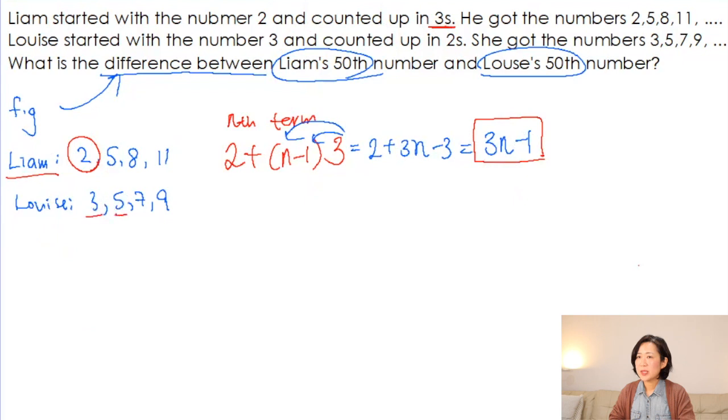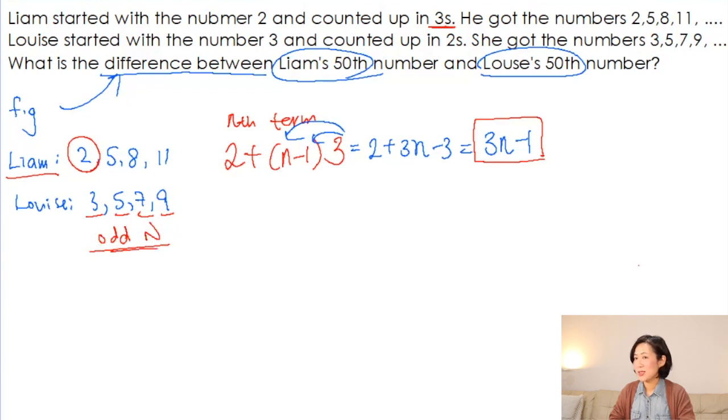Let's focus on Louis. Louis starts at 3 and counts up by 2, which means the first number is 3 and the common difference is 2. This question is really kind, they gave you everything. So let's write it down.